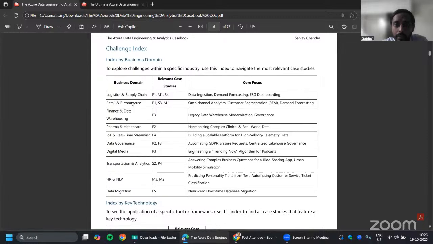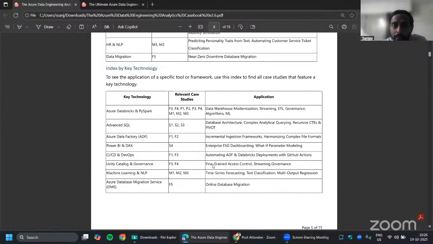Another view of looking at cases is purely from domain and what exactly we are focusing on. For example, logistics and supply chain has three cases, and it talks about forecasting, ingestion, and ESG dashboarding. So this is the second way of looking at it, indexing by business domain. And the third way of looking at it is pure tech.